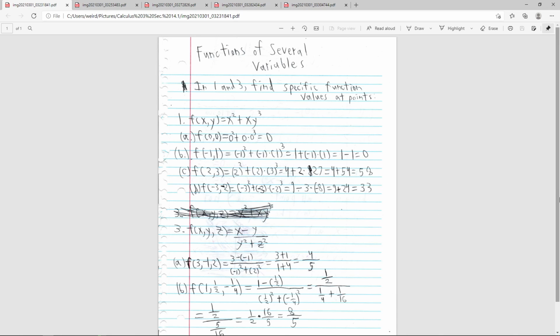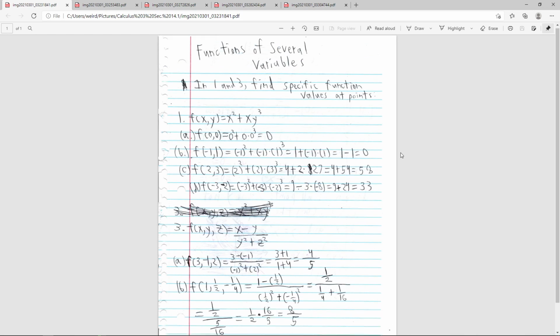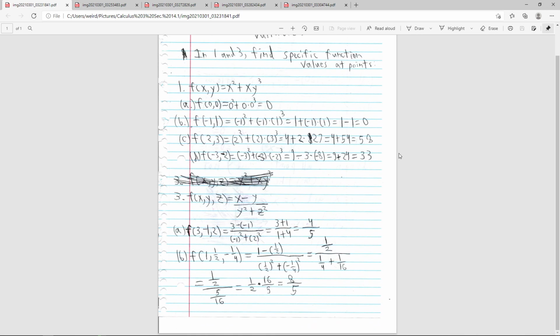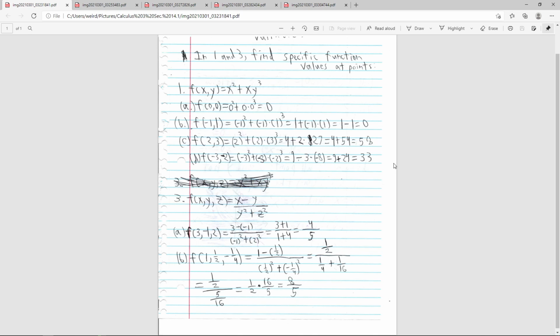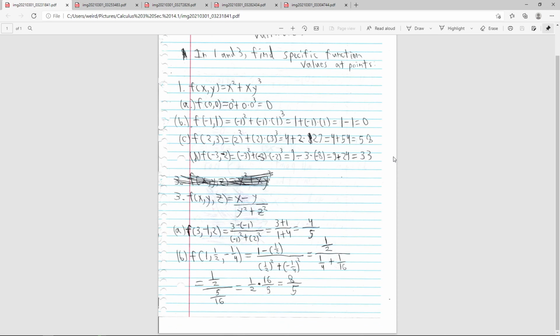So first, we're just going to briefly look at functions of several variables. In the first two examples here, we basically find specific function values at points. Looking at this quickly, x squared plus x times y cubed, if you have 0, 0, that'll all be 0. It continues on. I don't think there's much to talk about, but it's here if you want to look at it. You just plug in the values given for this type of situation.